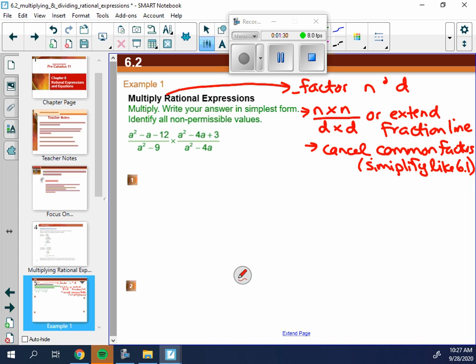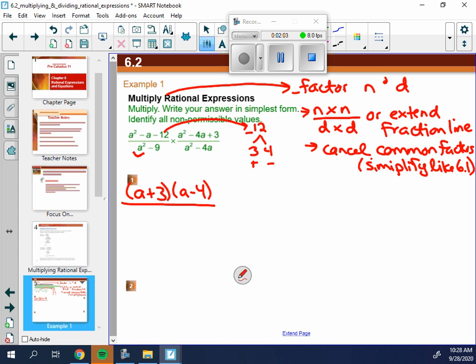Okay, so this very first one here, we have a squared minus a minus 12 in the numerator. I need factors of 12 that multiply together to get negative 12 and add to negative 1. So 3 and 4, and my 4 better be the negative, and my 3 better be the positive. So I will have, on my numerator, an a plus 3 and an a minus 4. I'm just simplifying what they look like by factoring them.